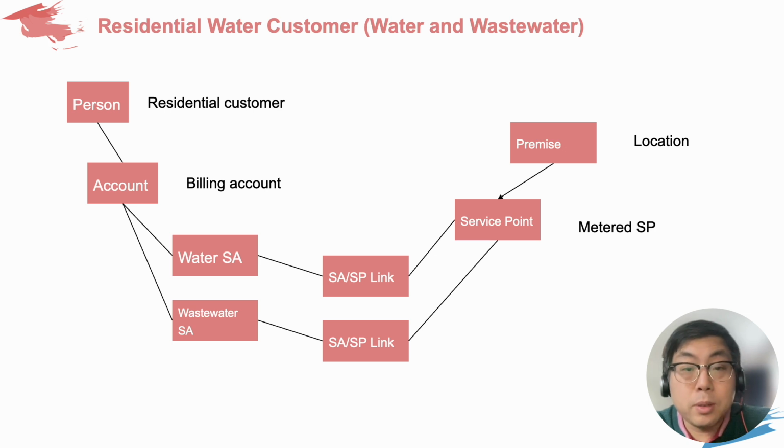Now, both of them are based on the consumption on the same service point. Normally there is just one meter measuring the water, and that will be the volume used to derive the wastewater volume. So in this case, we have an account with two SAs, but both of them are linked to the same service point, which means looking at the same meter.